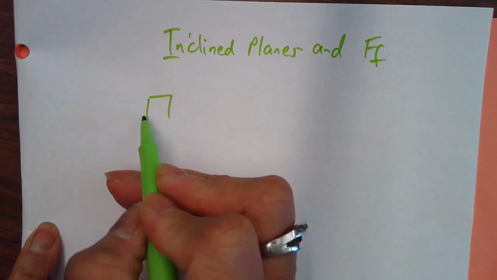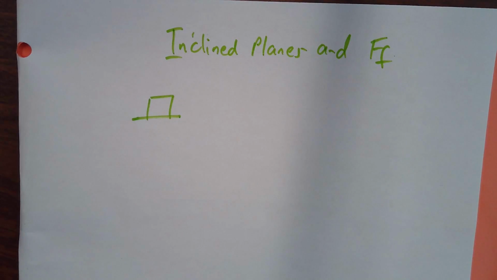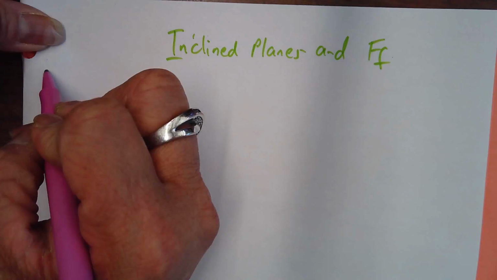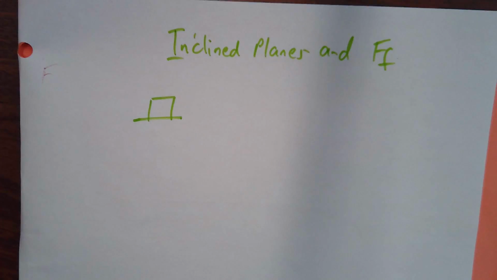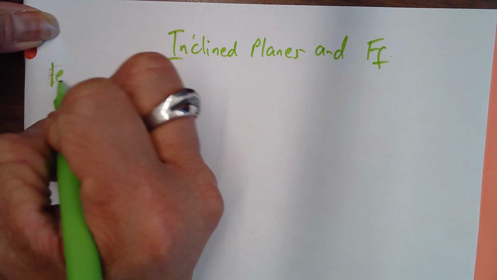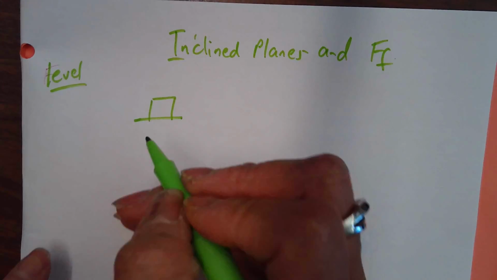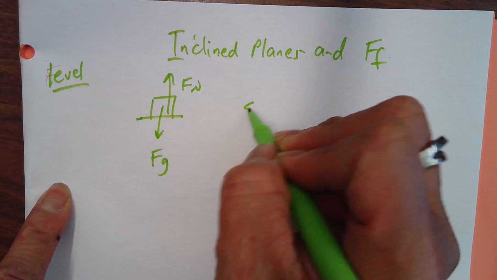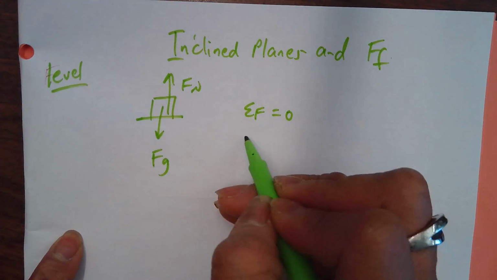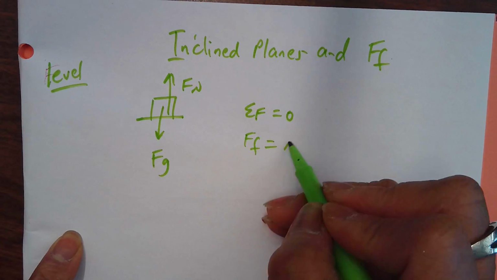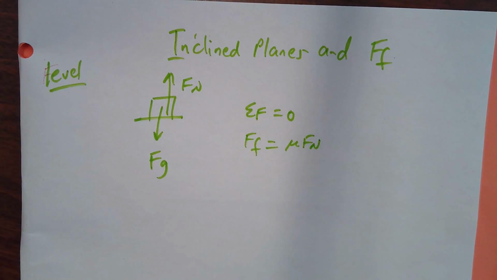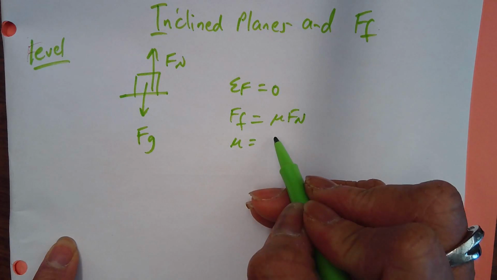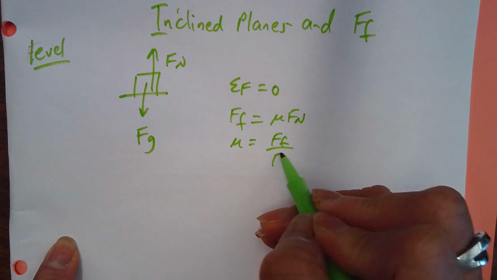So I'm gonna just rewrite what we just did in the beginning here. So this is a flat surface when there was no inclined plane. Call it level surface. So at level surface, we had Fg and Fn, and net force equals 0. So we calculated frictional force, mu F of n, right? And we had mu is equal to frictional force over F of n.